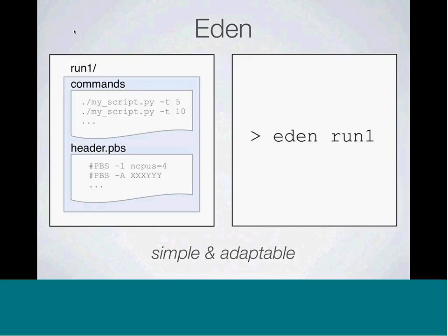And then the next file is your PBS header file, which tells the resource how many nodes or how many CPUs you want to use for this job. As an example, you'll see that PBS is using ncpus equals 4. On Kraken, it would be size equals some multiple of 12. So that's all you need: two files in one directory, and then you simply run the Eden command, giving it the name of that directory.